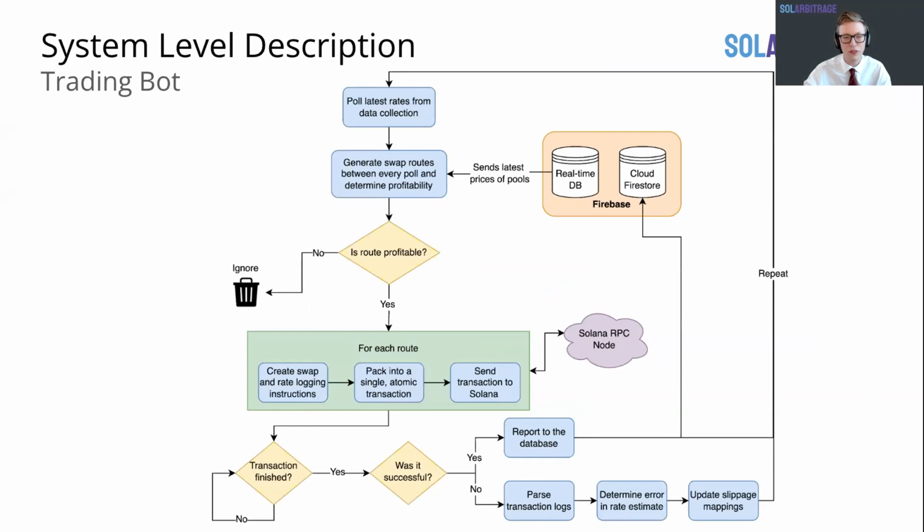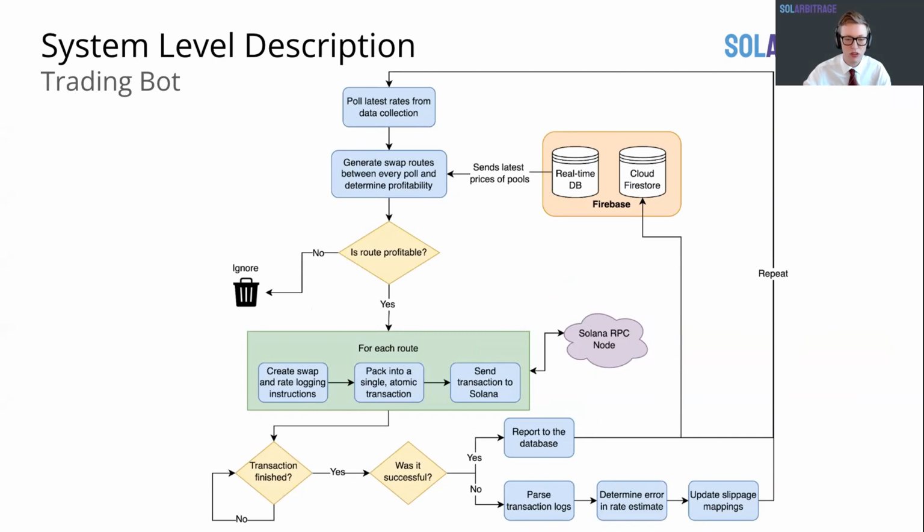And this really is the meat of our project, the trading bot. This again is a flowchart, and at the beginning of every cycle, we pull the latest rates from our data collection. We then generate swap routes between every pool and determine profitability. If we think the route may be profitable, we create a swap and rate logging instruction, put them into an atomic transaction, and send it off to Solana to be executed.